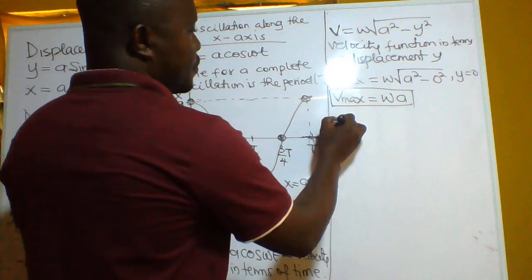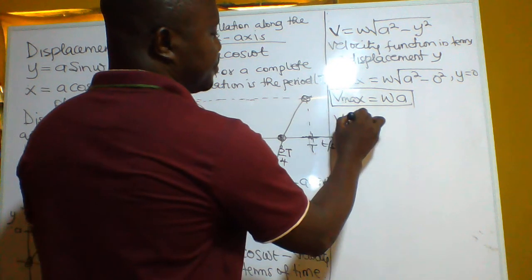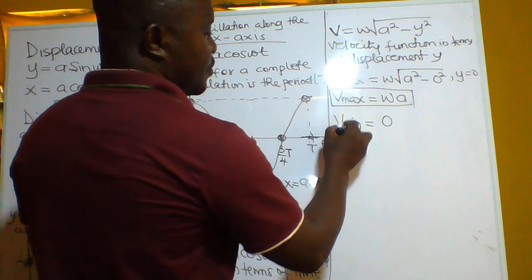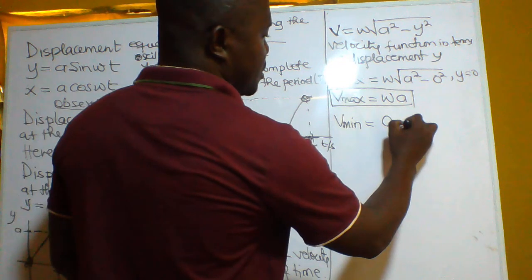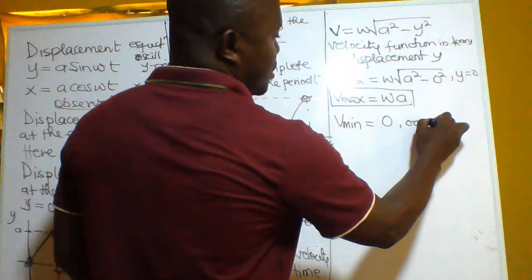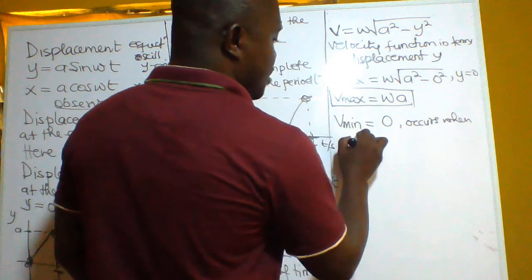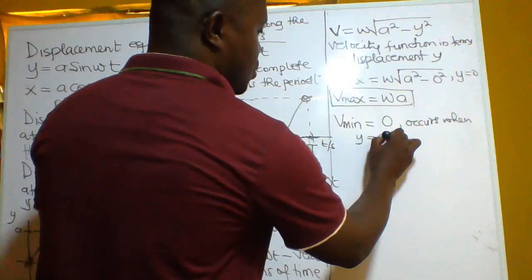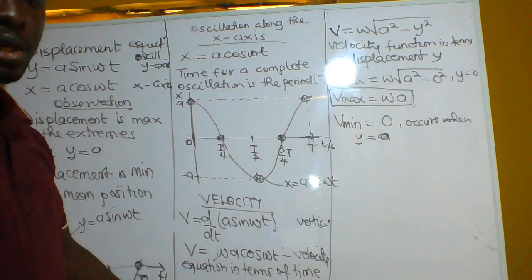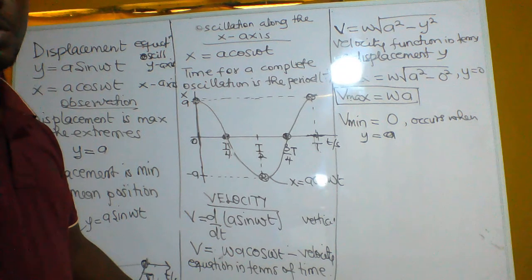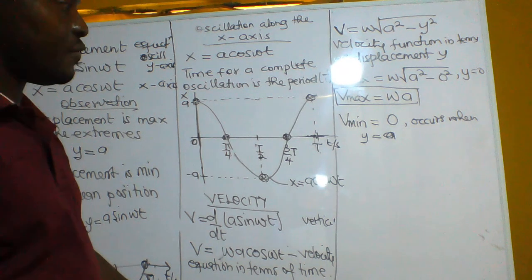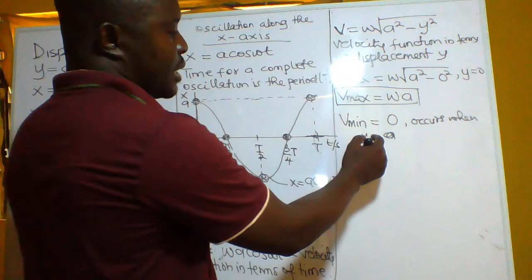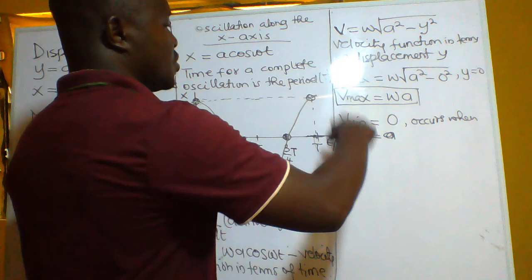Now we also realize that the minimum velocity is always equal to 0, and occurs when y is equal to A. The displacement is equal to the amplitude. Okay, that's the condition where we obtain minimum velocity. So minimum velocity when y is equal to A, meaning the displacement is equal to the amplitude.